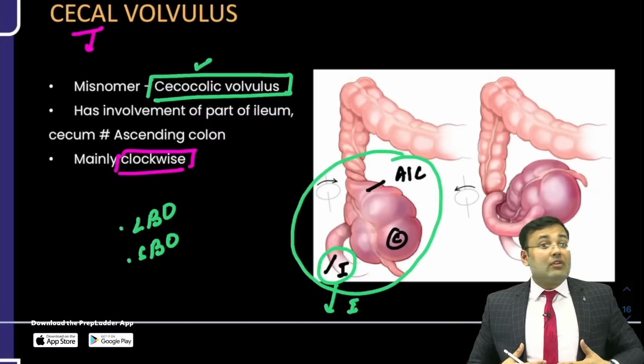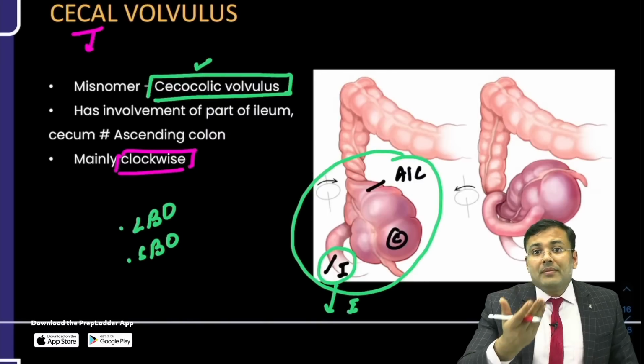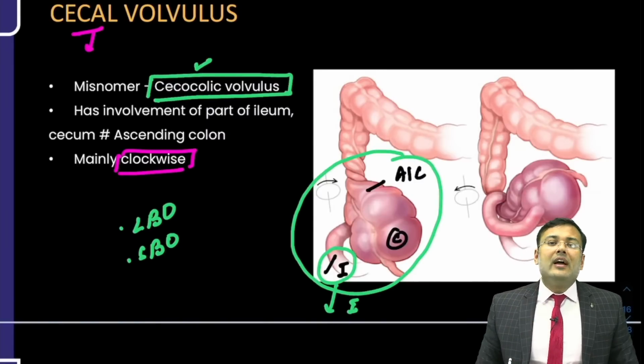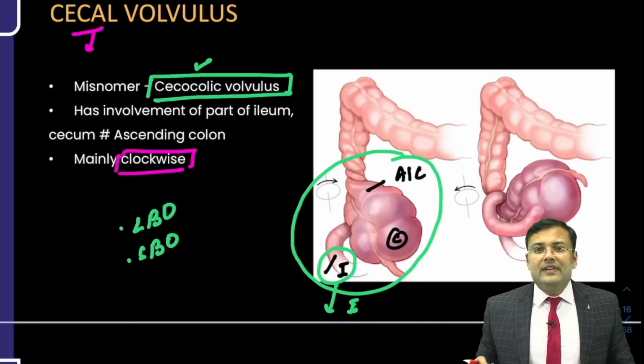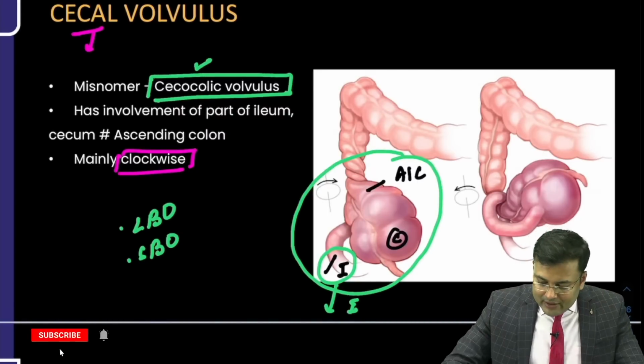So in this patient, what will you find? You will find colicky pain, multiple episodes of bilious vomiting, and what else? Non-passage of feces and flatus. Clear? Again, how you are going to make the diagnosis?